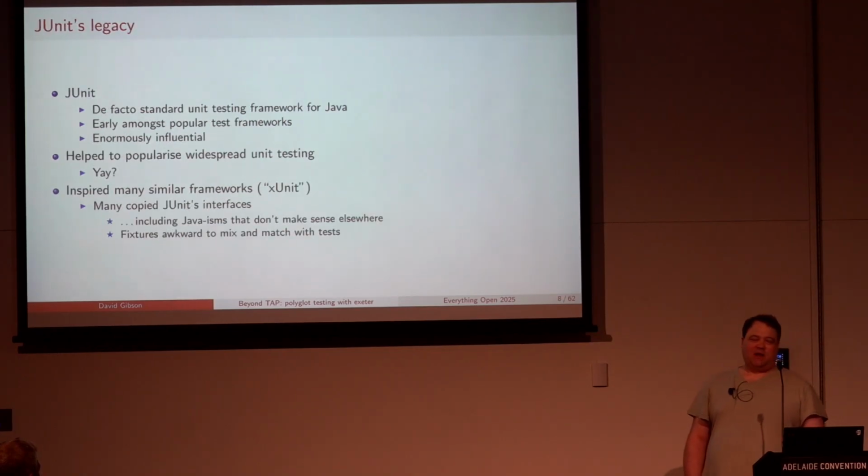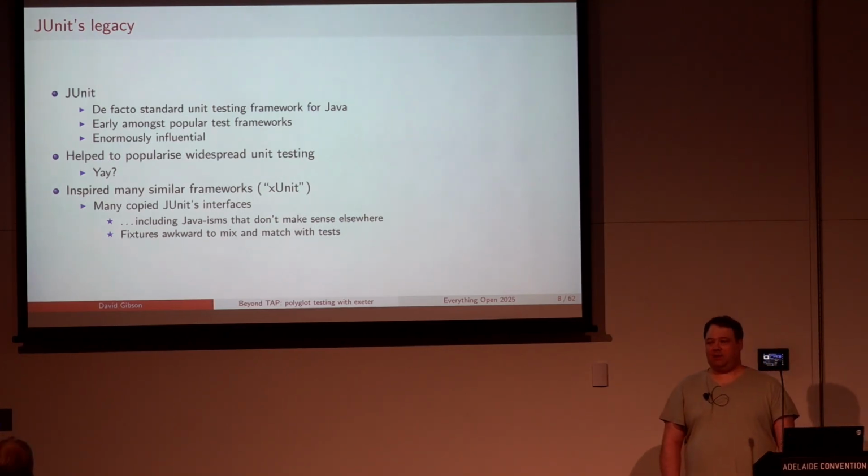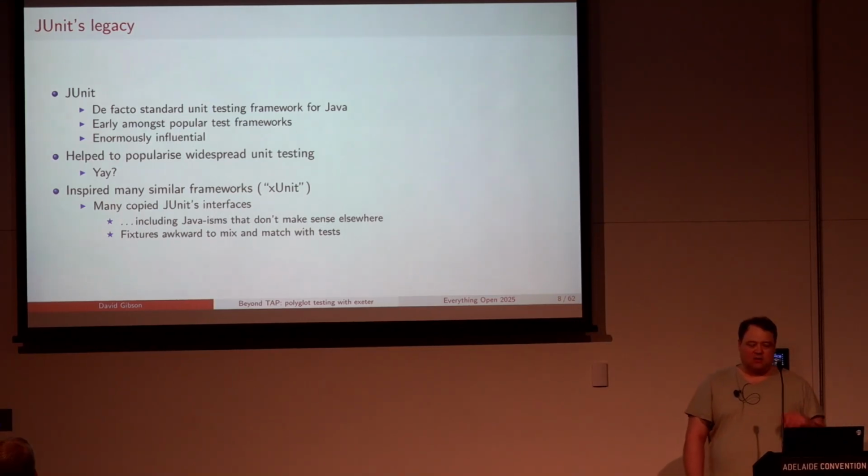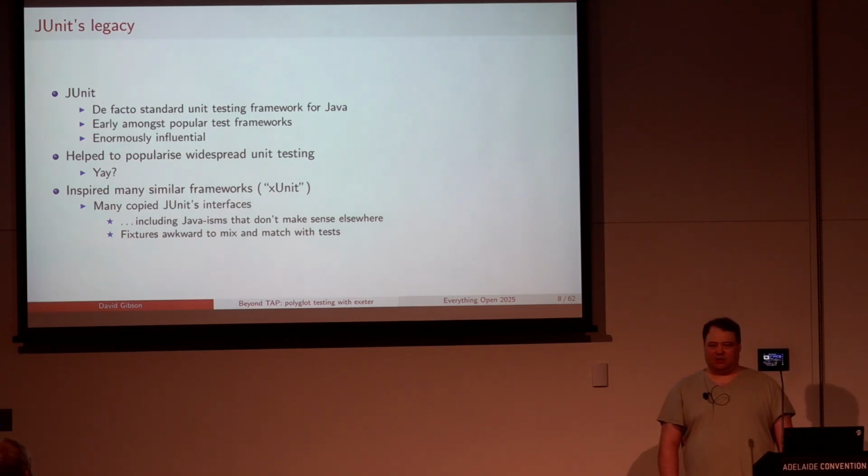So we need to talk about JUnit a bit. JUnit is the de facto standard unit testing framework for Java, and it was one of the earlier frameworks that became very popular, and because of that it was enormously influential. So it helped popularise testing widely, yay, I guess, and it inspired a lot of similar frameworks, which are often called xUnit in various other languages. The bit that's not so good is that lots of those things pretty much exactly copied the interfaces of JUnit, even the bits that don't really make sense in a language other than Java.